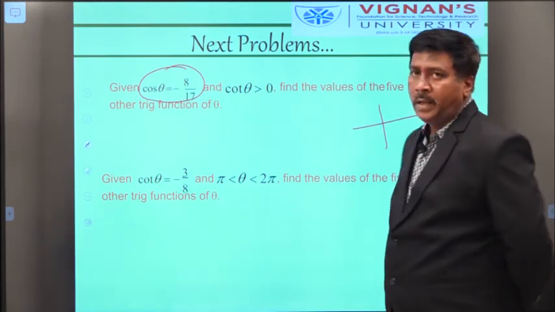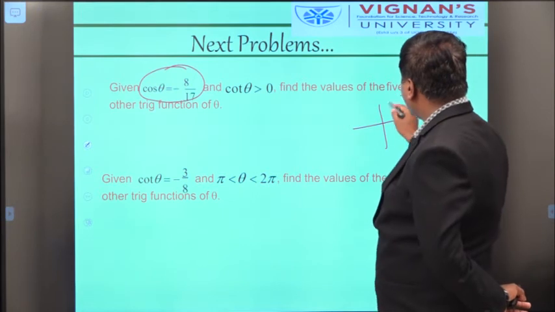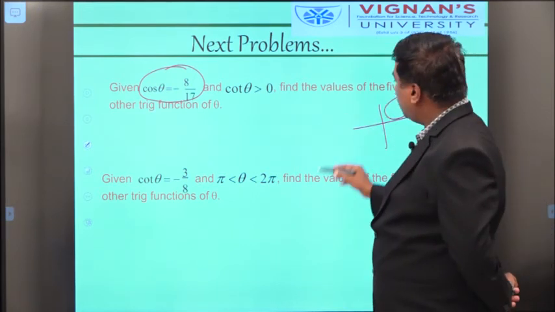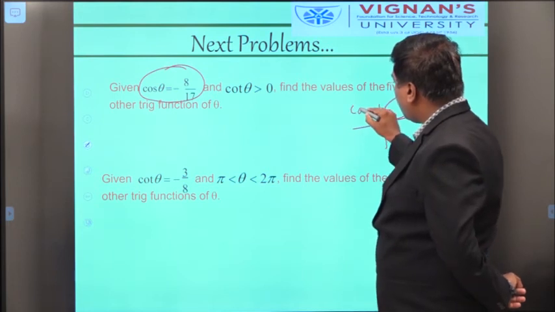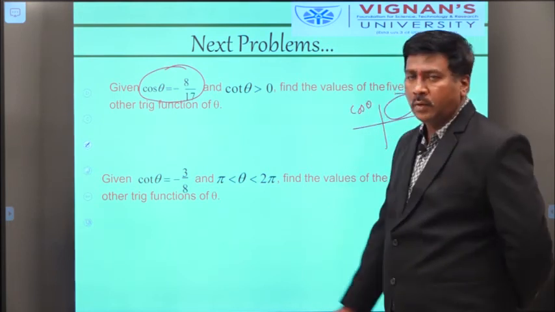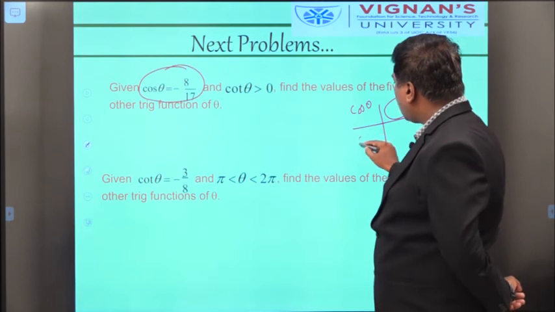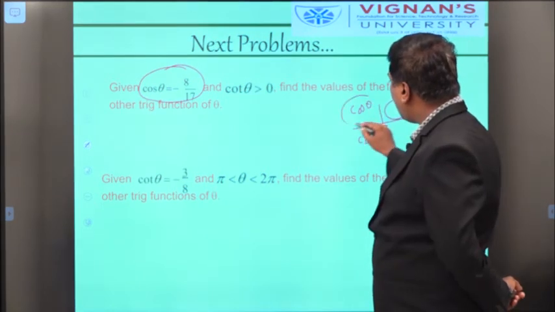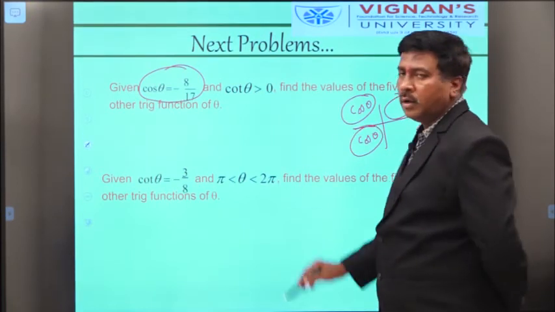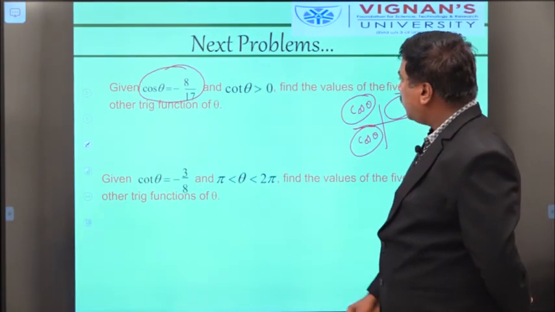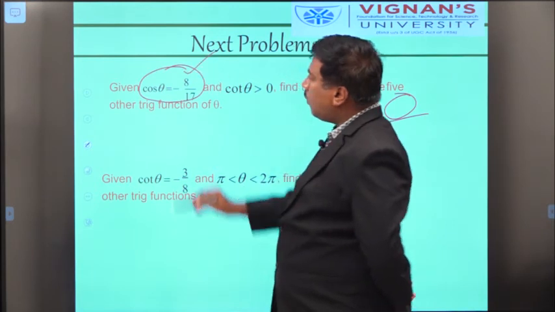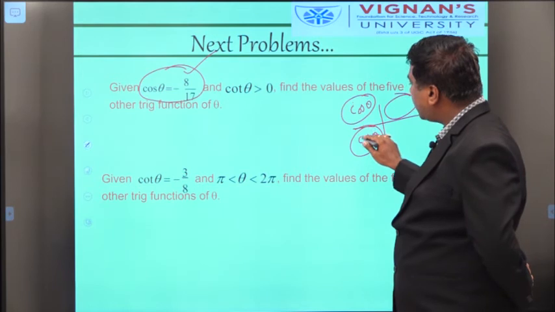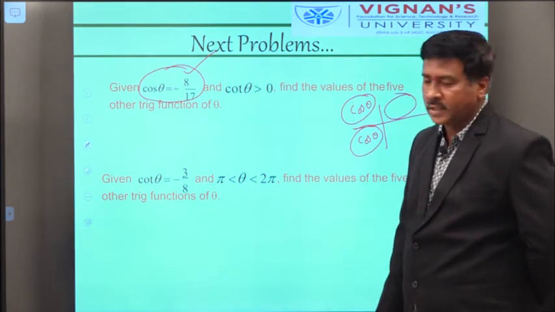This is the coordinate plane. In the first quadrant, all the trigonometric ratios are positive. In the second quadrant, cos will be negative. And in the third quadrant, cos will also be negative. That means in the second and third quadrants, cos will be negative. So one thing you have to keep in mind is that the cos theta value lies between the second and third quadrants.